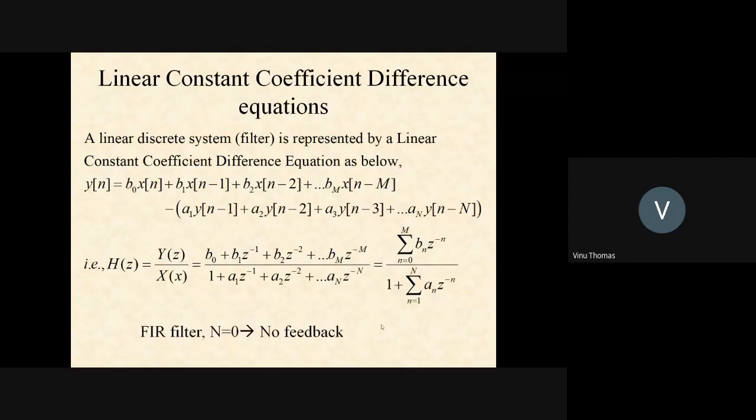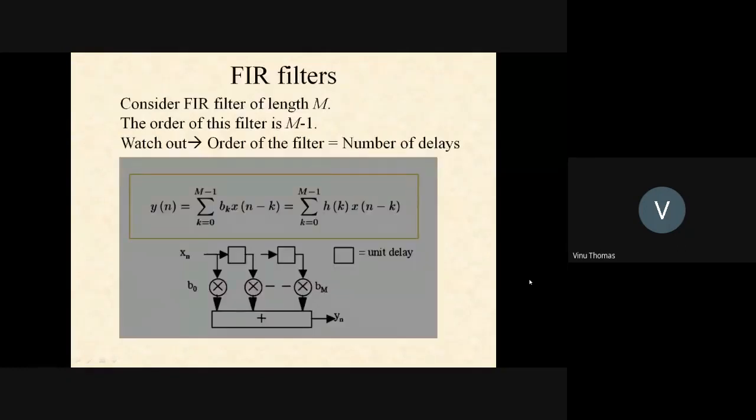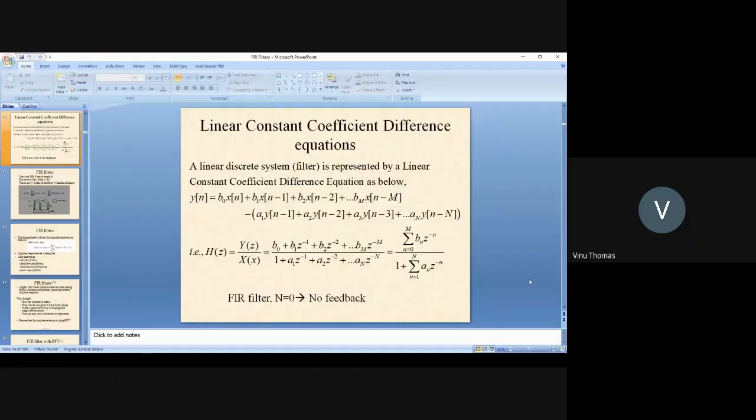So when you have n equal to 0, you will see that this is an FIR filter, which we had discussed towards the end of the previous class. When you have n equal to 0, you call this an FIR filter, and when n is not equal to 0, then this will be an IIR filter. So that we had seen in the previous class. So let me go back to the whiteboard again.